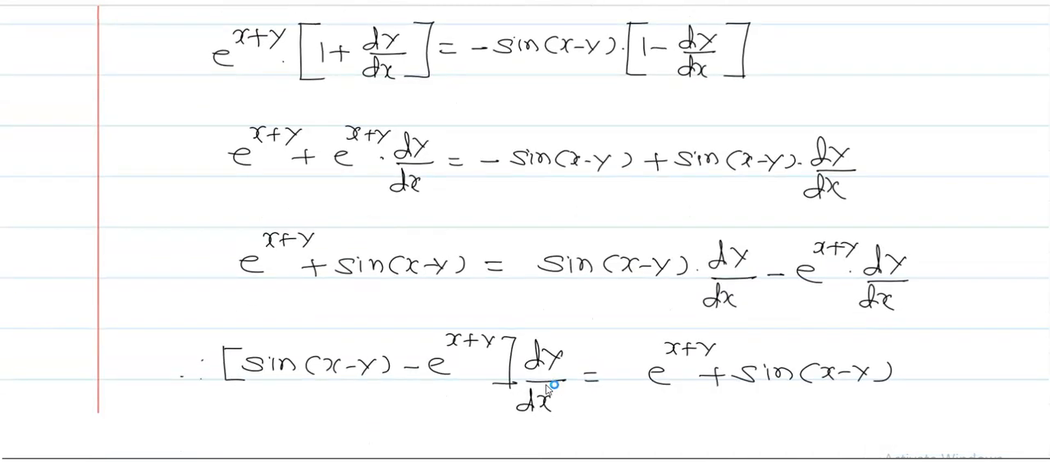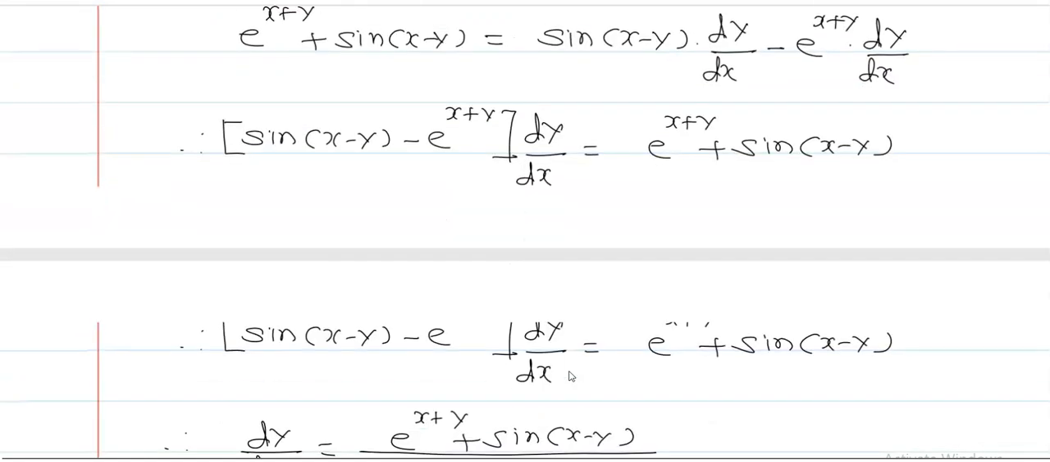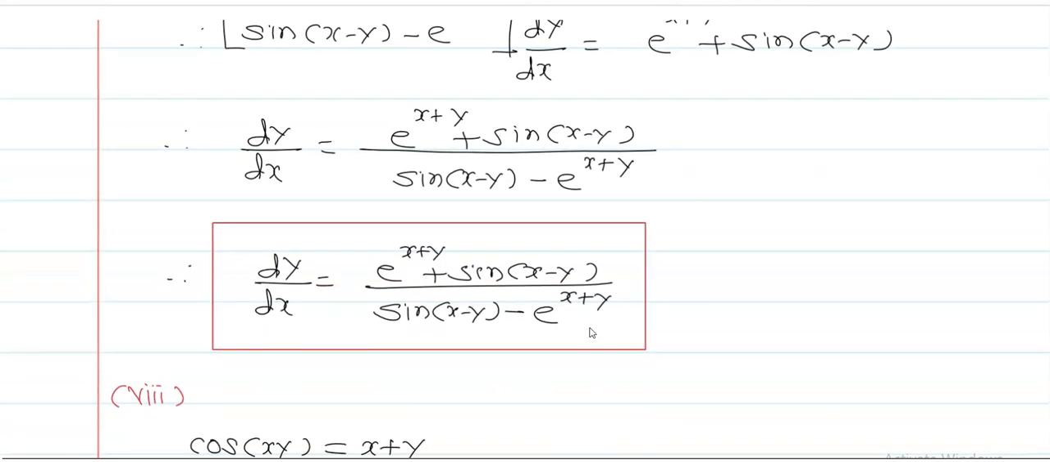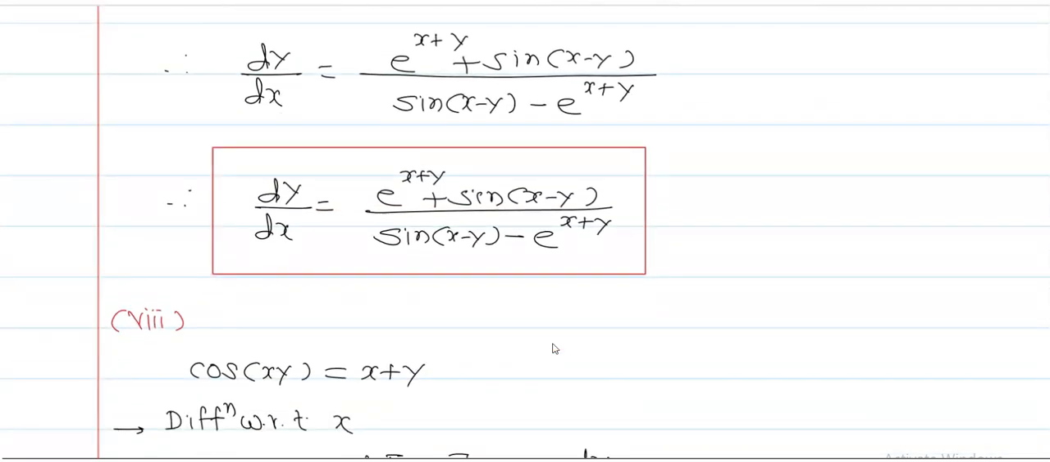If you collect the terms of the dy by dx, then you will get sin of x minus y minus e raised to x plus y into dy by dx is equal to e raised to x plus y plus sin of x minus y, and that's why you will get dy by dx is equal to e raised to x plus y plus sin of x minus y upon sin of x minus y minus e raised to x plus y. This was the example.